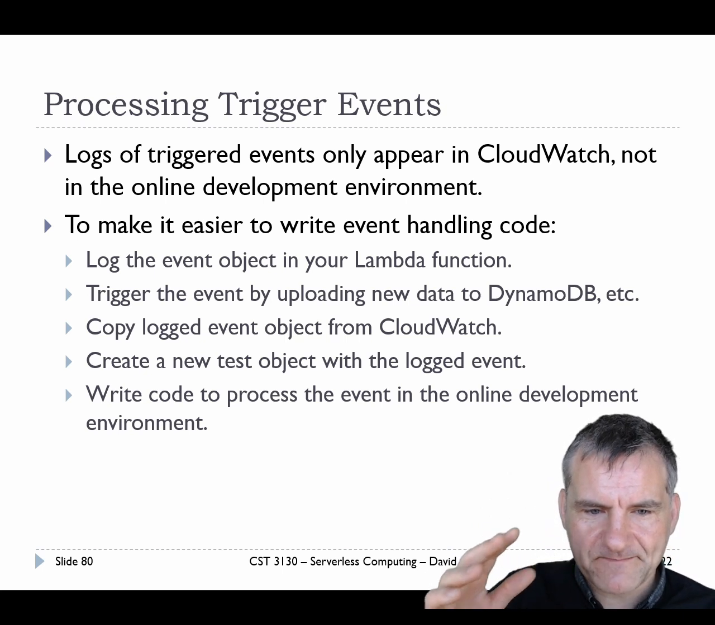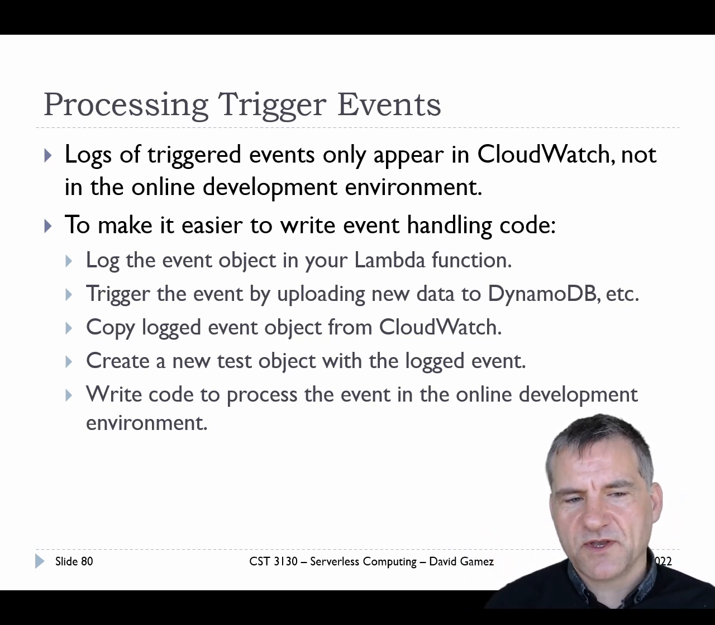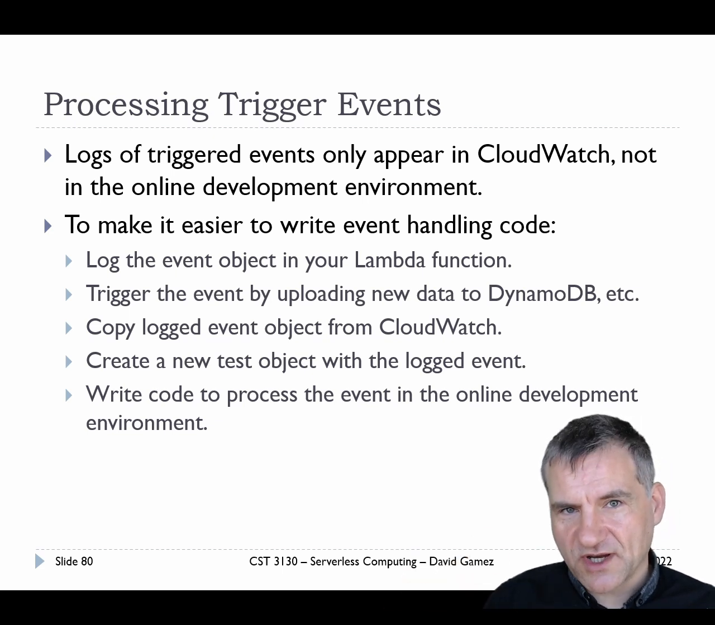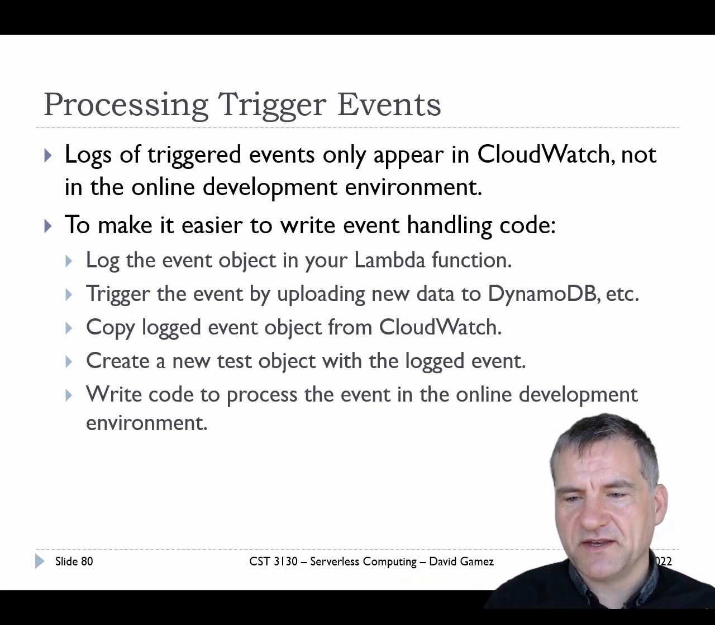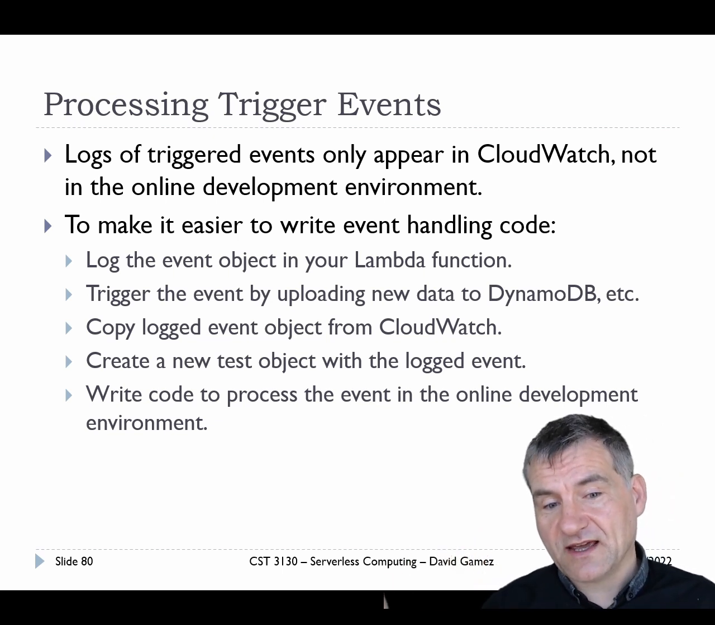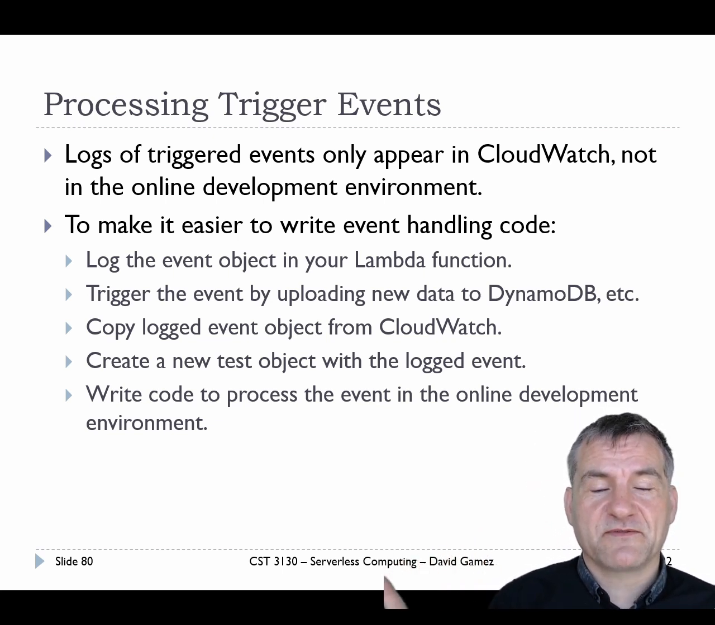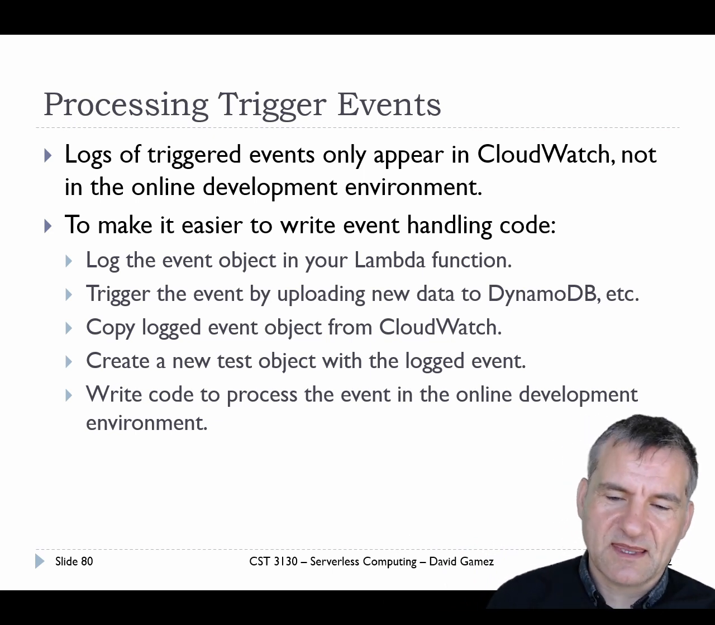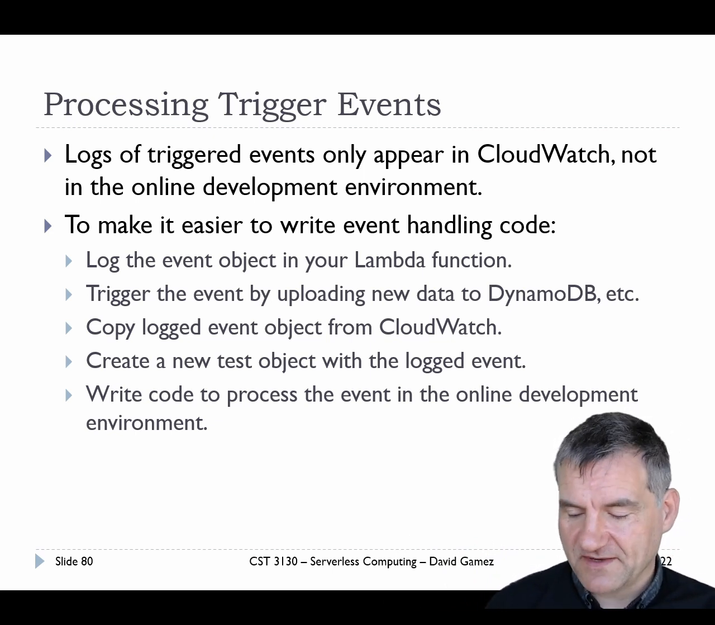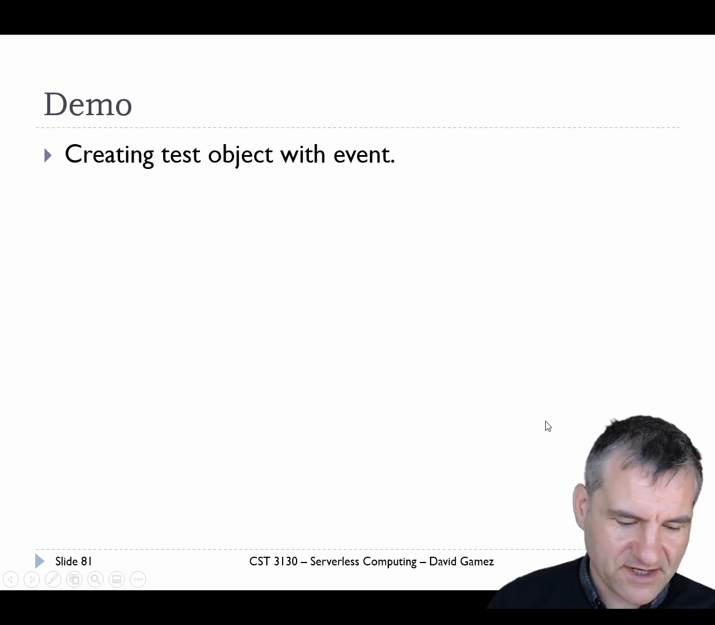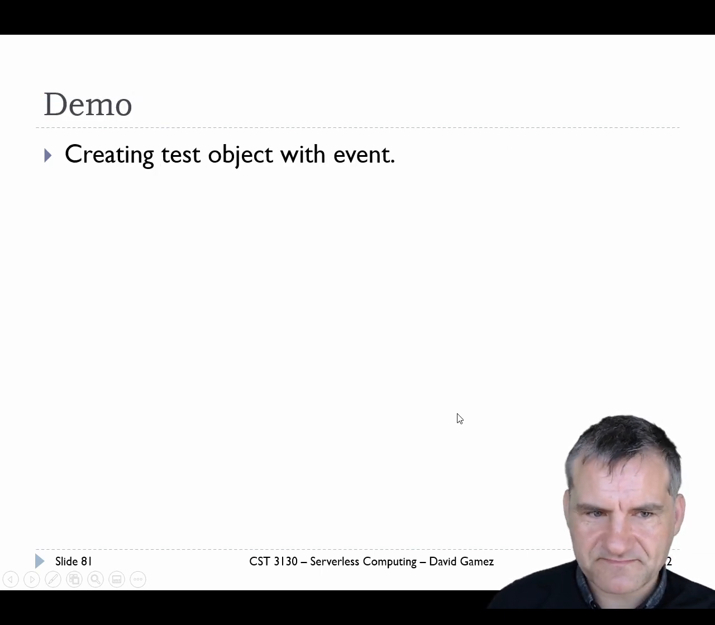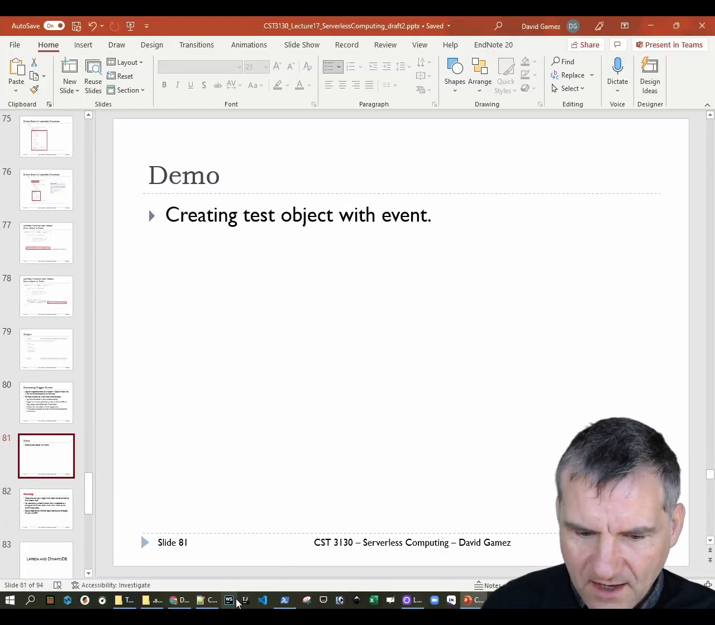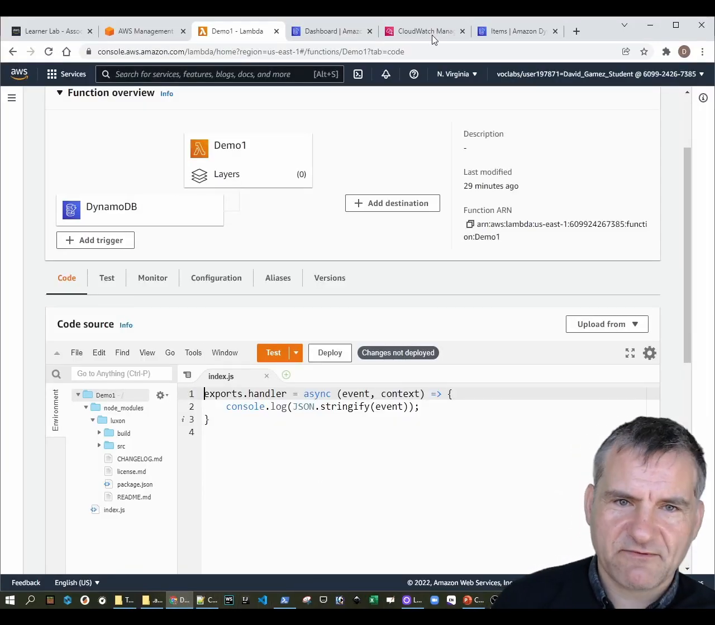To do this, you should log the event object in your Lambda function, then trigger the event by uploading new data to DynamoDB, and copy the logged event object in CloudWatch. I know it's a bit of a mouthful, but I'll show you, which will make it much clearer. Then we create a new test object with the logged event, and then we write the code to process the event in the online development environment. It's easier to show than to talk through, so I'll show you what I mean, because I realize it's completely obscure.